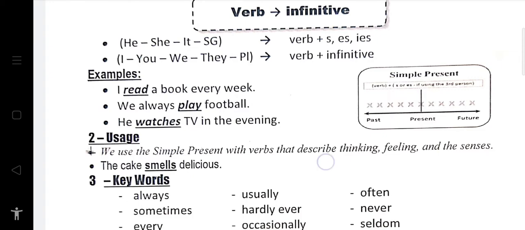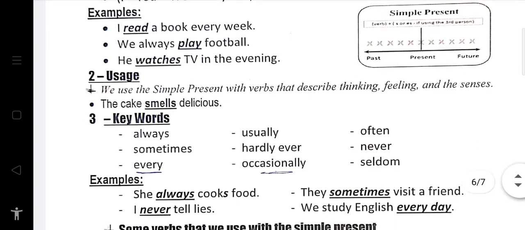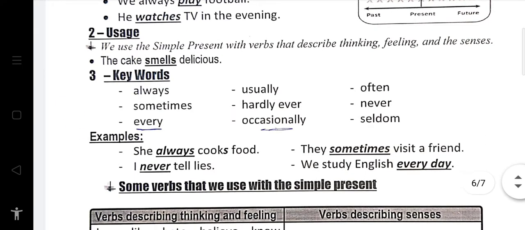Let's go to the keywords of this tense. Always, usually, often, sometimes, hardly ever, never, every, occasionally, seldom. Let's have examples. She always cooks food. I never tell lies. They sometimes visit a friend. We study English every day.